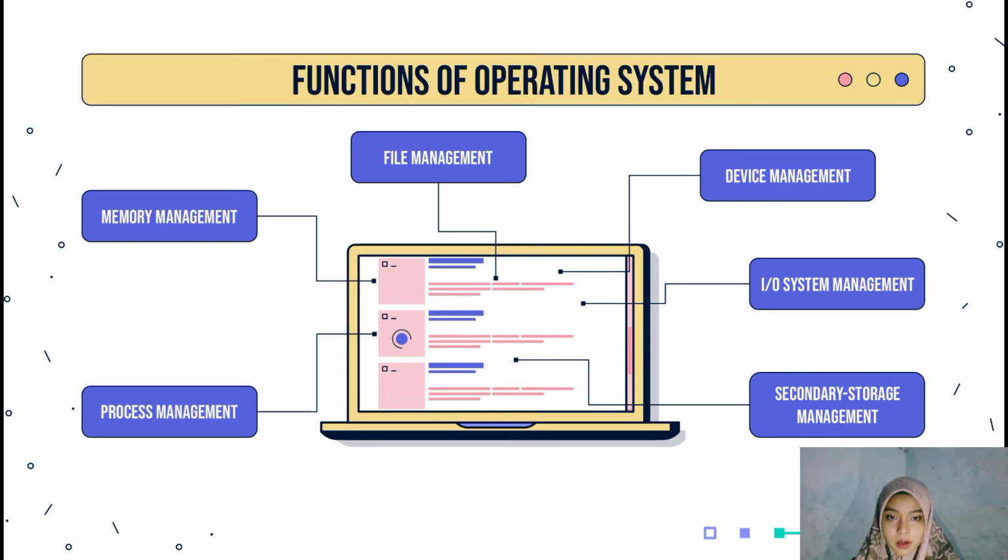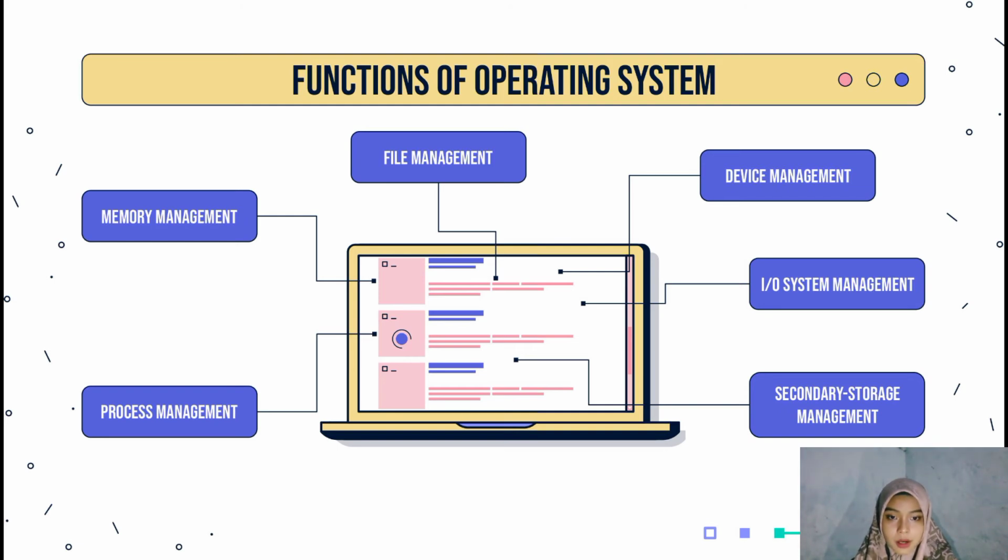Device management. Device management keeps track of all devices. The module responsible for this task is known as the I/O controller. It also performs the task of allocation and deallocation of the devices. I/O system management. One of the main objectives of any operating system is to hide the peculiarities of the hardware devices from the user.